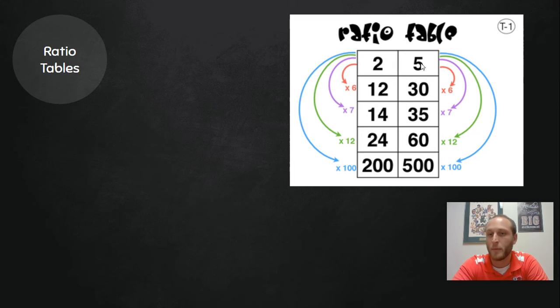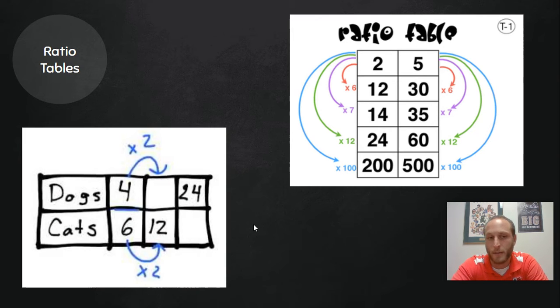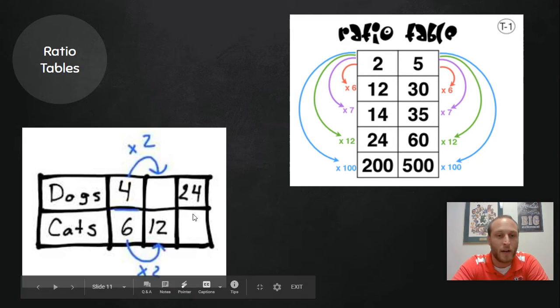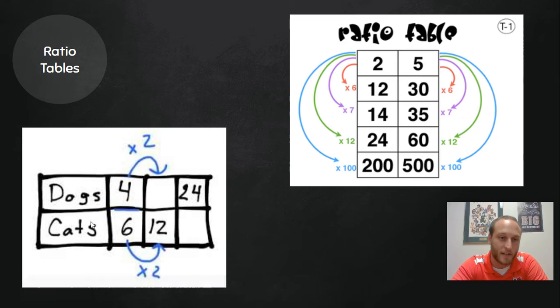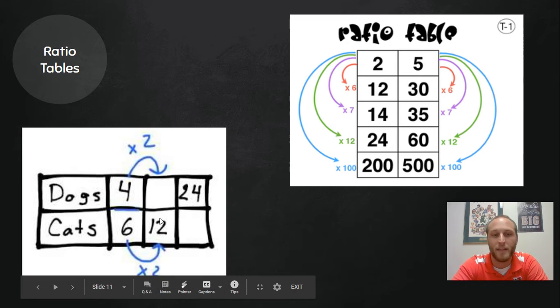And then I see some other patterns that happen on the sides. So whatever I do to one side should also happen to the other side, and the numbers should work out perfectly. And then we were getting ratio tables that had some pieces missing. So if I were to give a ratio table like this comparing dogs to cats, I see that there's 4 dogs for every 6 cats. And then they give me that 12, if I want to figure out 12 cats, right?